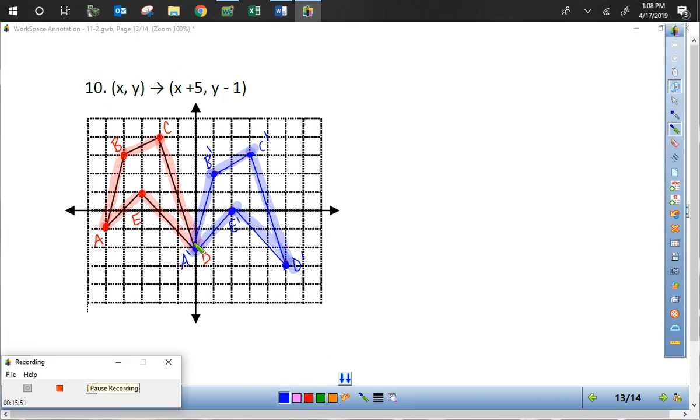Kind of like last time, we have a little bit of overlap here. The point D was also our A prime once we shifted it over, but that's okay. We have the same size and the same shape. It's been moved to the right 5 and down 1.